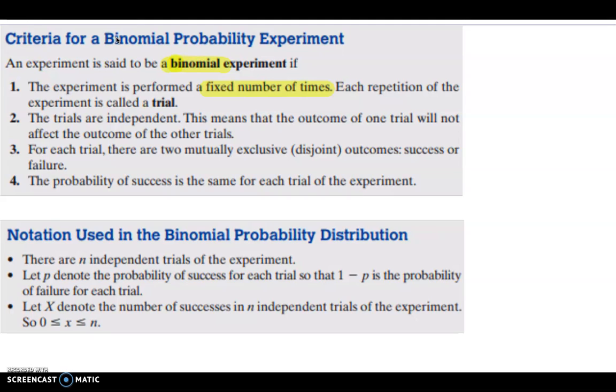Each repetition of the experiment is called a trial. Now, the trials need to be independent, meaning one trial doesn't affect the other, and in each trial there are only two mutually exclusive or disjoint outcomes, so success or failure. Those are the only two options, and we define what's the success and what's the failure based off of the context. And then we need the probability of success, and that's got to be the same for each trial. So that probability of success cannot change.